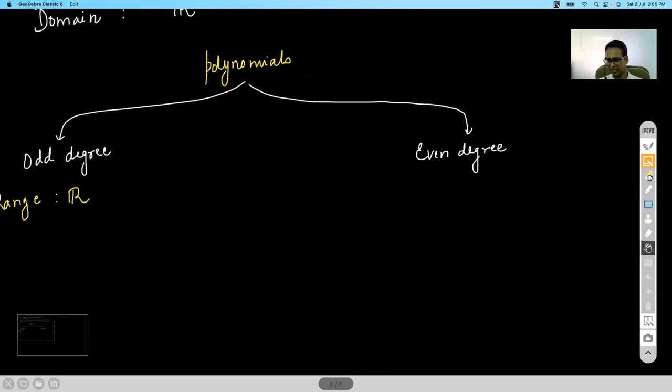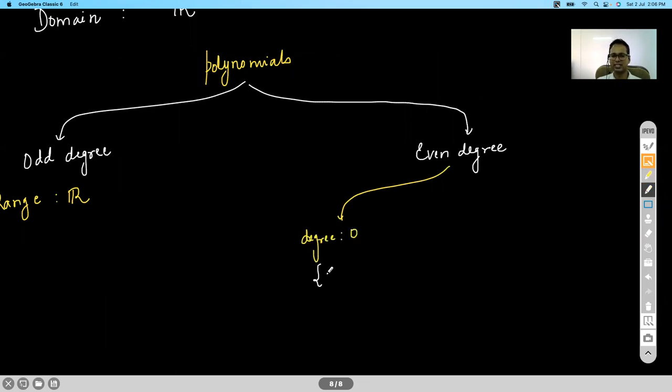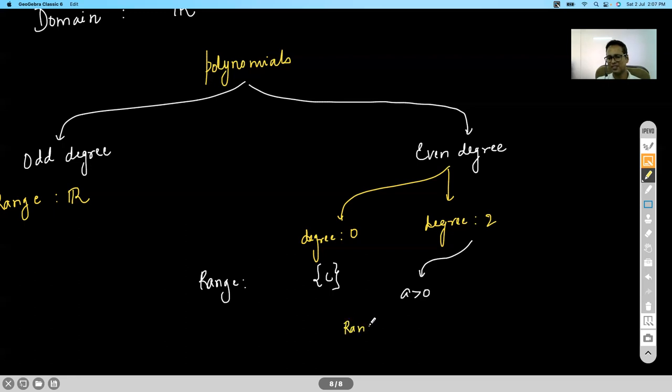Okay. For an even degree polynomial, if the degree is zero, then the range is a singleton set. If it is degree two, here also you can predict. That depends upon the value of a. If a is greater than zero, then the range is from minus D by 4a up till infinity. And if a is less than zero, then its range is from minus infinity to minus D by 4a, correct?